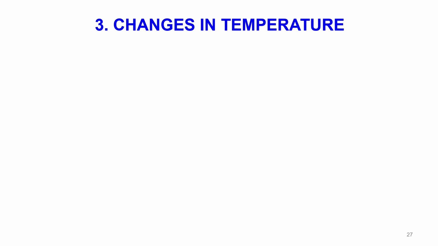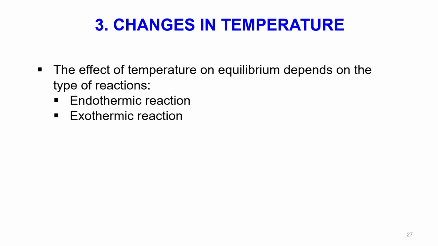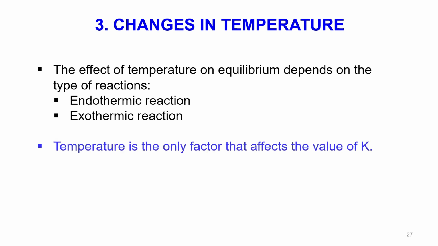So now we continue in the change in temperature. So the effect of temperature on equilibrium depends on the type of reactions, which is kita ada dua, exothermic and endothermic reaction. So temperature is the only factor that affects the value of K.